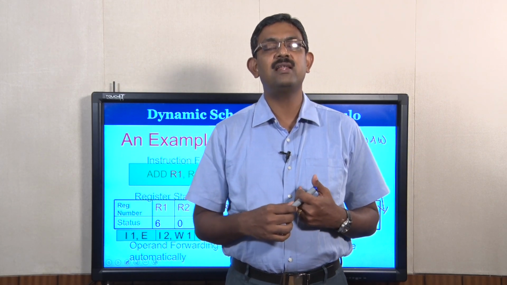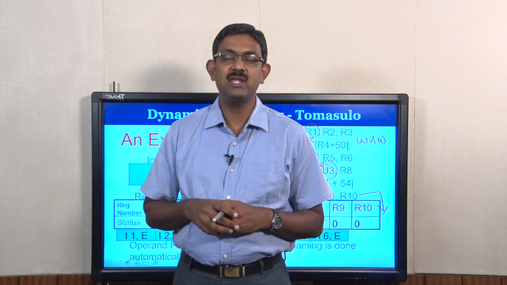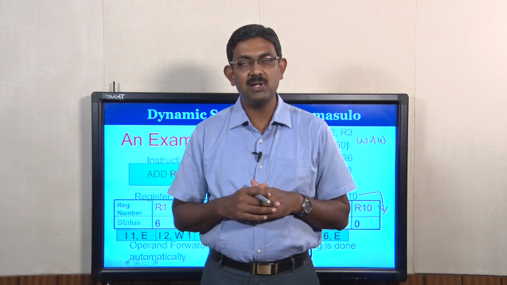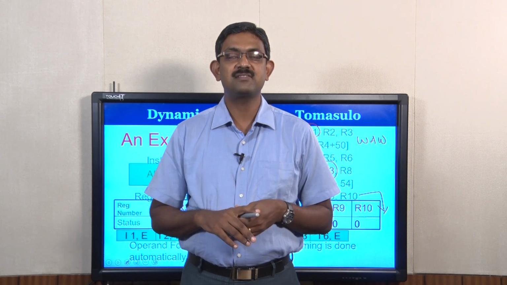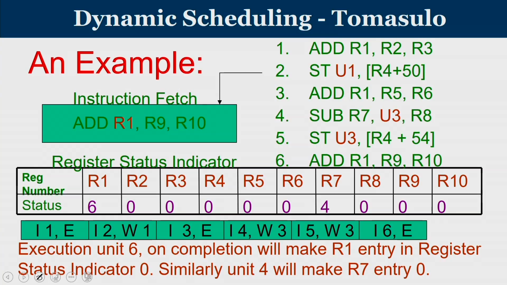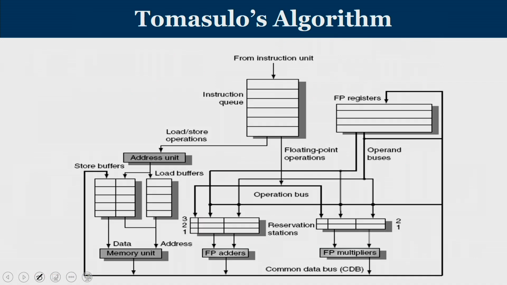So, reservation station and register status indicator are playing a very crucial role in handling operand forwarding, in handling register renaming associated with the instruction pipeline. Now, execution unit 6 on completion will make the R1 entry in the register status indicator 0. So, as and when the sixth instruction completes the operation, it writes into R1 and then makes the RSI value equal to 0. Similarly, unit 4 will make the R7 entry equal to 0. So, this is how the whole structure looks.